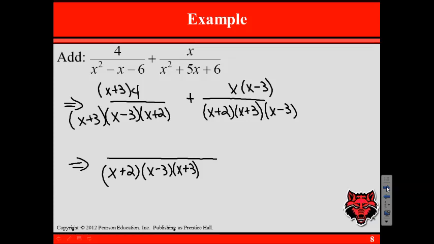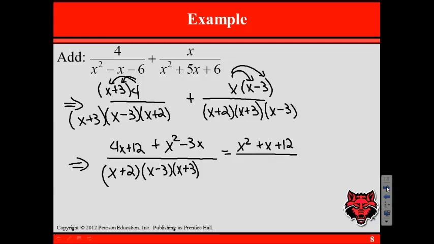It really doesn't matter about the order. Now in the numerators, we would distribute the 4 to the first binomial. That would give us 4x plus 12, plus, because we're adding, we would distribute x into the x minus 3, and that would give us x squared minus 3x. When we combine like terms and rewrite the numerator, it would give us x squared plus x plus 12 over our three binomials, x plus 2, x minus 3, and x plus 3.